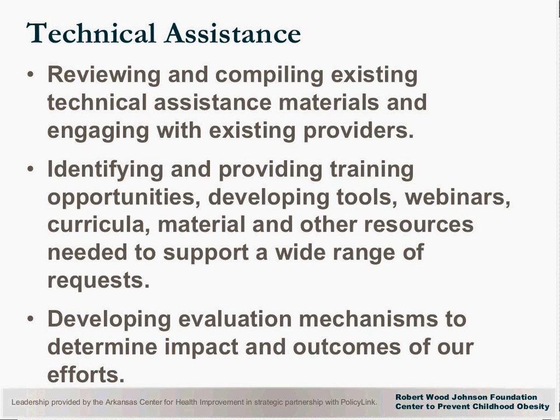We recognize the important contributions that have been made by those who have been engaged in childhood obesity prevention efforts for decades. So a critical component of our efforts is to effectively facilitate, document, and respond to technical assistance requests through reviewing and compiling existing technical assistance materials and engaging with existing TA providers, and then funneling those requests to those best suited for responding. Ours also include identifying and providing training opportunities, developing tools, webinars, and so forth, and developing evaluation mechanisms to determine the impact and outcomes of your efforts.